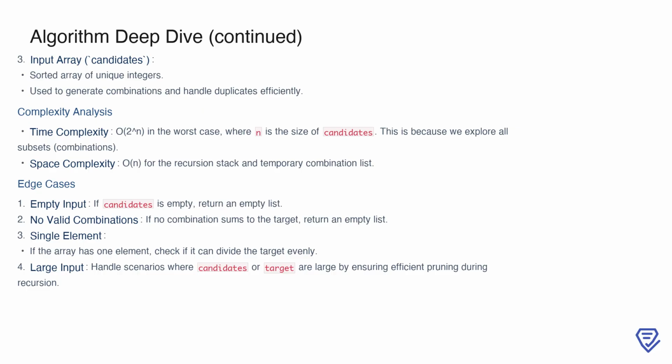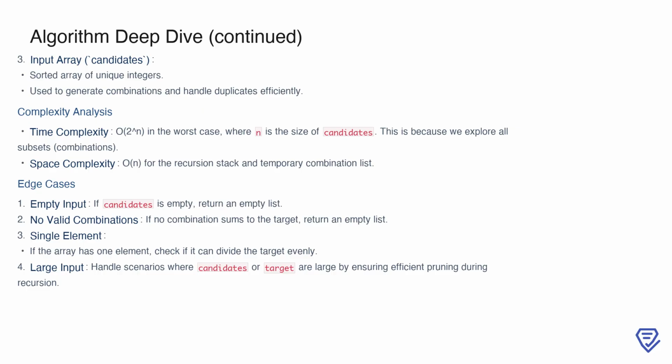The time complexity of the algorithm is 2 to the power of n in the worst case, where n is the size of the candidates array. This is because we explore all possible subsets of the array. The space complexity is n, primarily due to the recursion stack and the current list used to store temporary combinations.